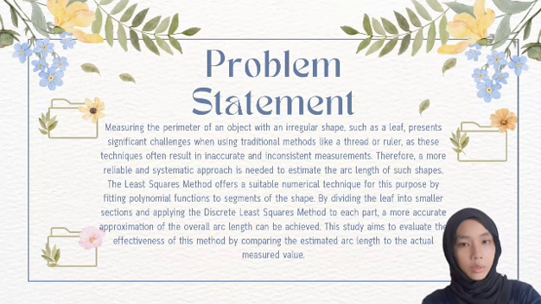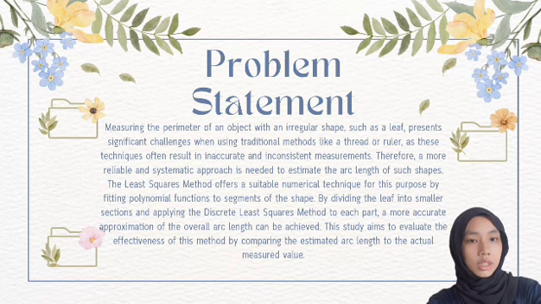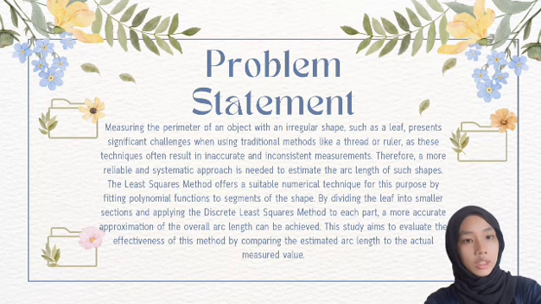Measuring the parameter of an object with an irregular shape, such as a leaf, presents a significant challenge when using traditional methods like a thread or ruler, as this technique often results in inaccurate and inconsistent measurements. Therefore, a more reliable and systematic approach is needed to estimate the outline of such shapes. The least square method offers a suitable numerical technique for this purpose by fitting a polynomial function to the segments of the shape. By dividing the leaf into smaller sections and applying the discrete least square method to each part, a more accurate approximation of the overall outline can be achieved. This study aims to evaluate the effectiveness of this method by comparing the estimated length to the actual measured value.